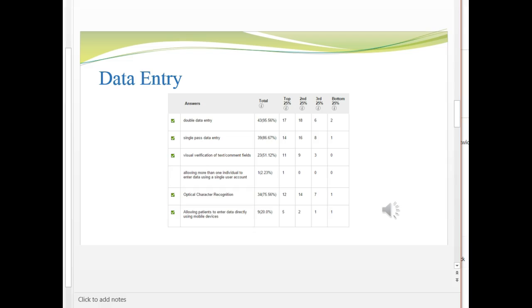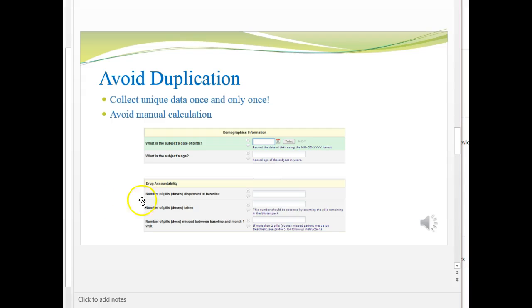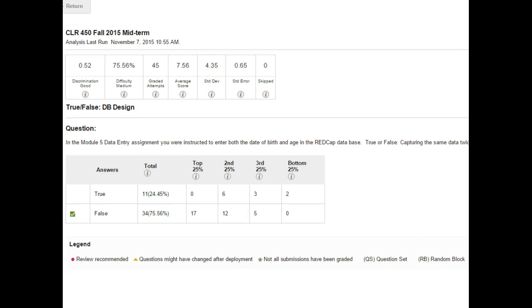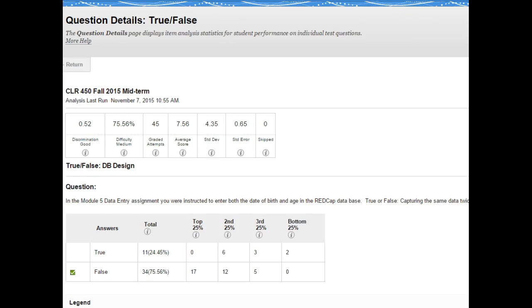Okay, so go back and take a look at duplication of data. And this is the lecture module where I talked about the fact that you collect unique data once and only once, and also try to avoid manual calculation. Okay, let's go back and look at another question that got missed a lot.